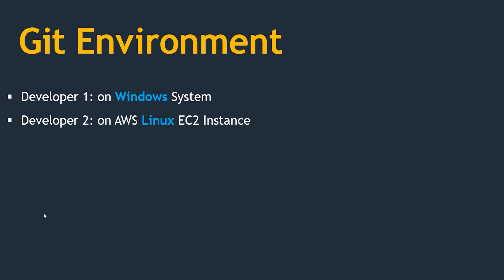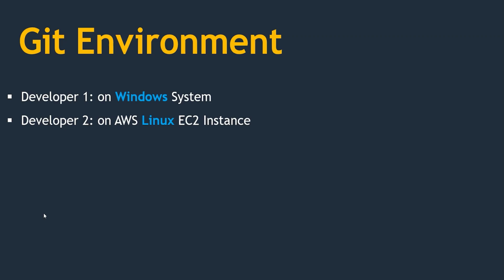This is where we can take advantage of cloud services. In my case, I'm using AWS Cloud to create a Linux system or Linux server. But in AWS, we call a server an EC2 instance. So we are going to create a Linux EC2 instance.